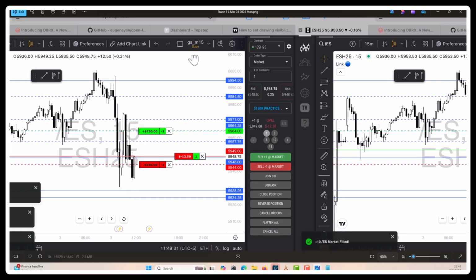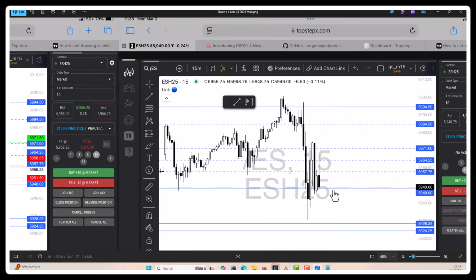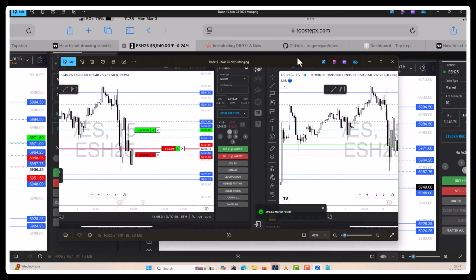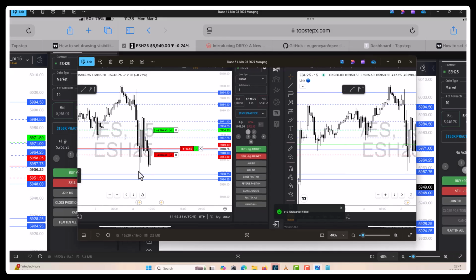So if we aim for this, you remember right here, short right there, don't aim for this yet, but aim for this level. You can see that it hit that level. So if we short, then we aim right here. Don't let it run.